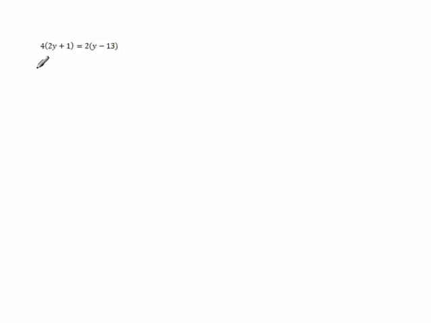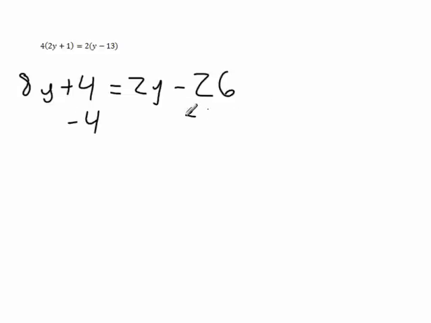We need to distribute before we could do anything else. So I'm going to distribute my 4 on the left hand side and distribute the 2 on the right hand side, so I'll end up with 8y plus 4 equals 2y minus 26. And now it's a matter of getting all of my y's on the left hand side or the right hand side, but I prefer the left hand side because the 8 is larger than the 2 and I like positive numbers. So I'm going to subtract 4 from both sides, minus 4, minus 4. So I get 8y equals 2y minus 30.